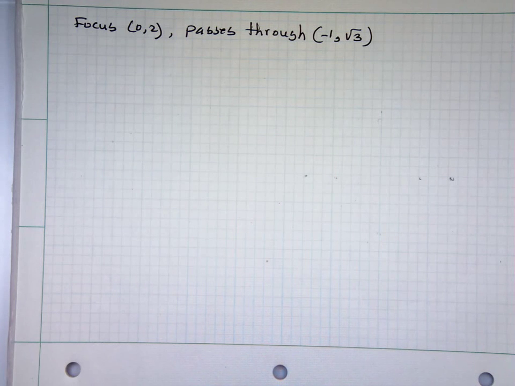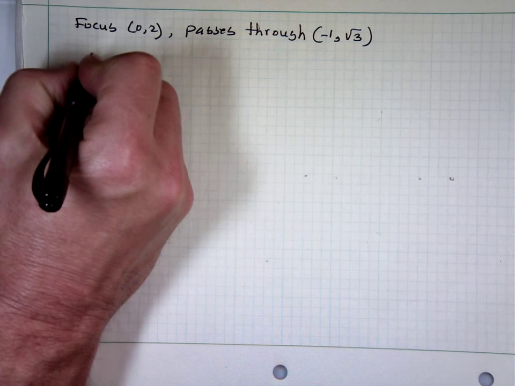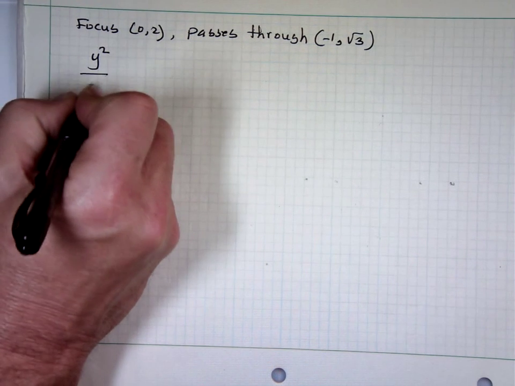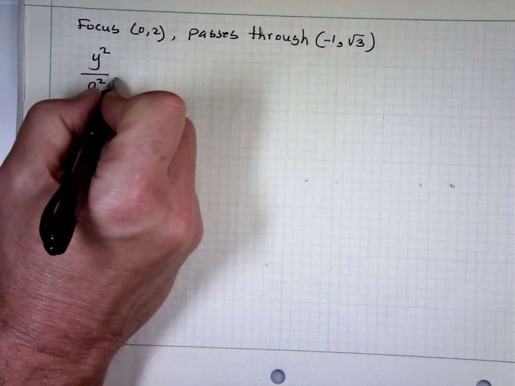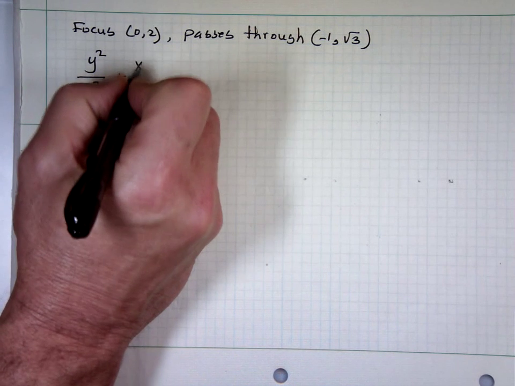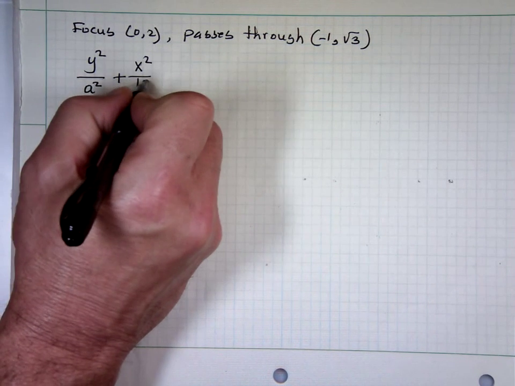The focus, is the focus along the x or the y axis? Now we know which direction the ellipse is. Along the y axis. So it's going to have the format y squared over a squared plus x squared over b squared equals 1.